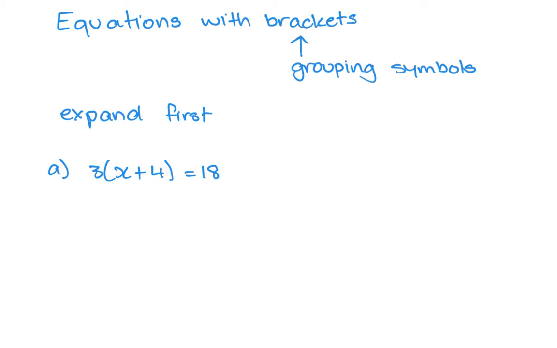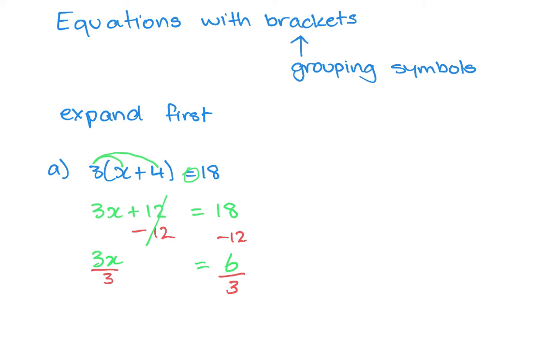We know it's an equation because it's got an equal sign. So let's expand 3x plus 12 equals 18. Now this looks like a normal equation. We're going to take 12 from the left-hand side because we want all the numbers on the right-hand side. That leaves 3x on the left equals 6. Now we need to divide by 3, which leaves x equals 2. Good job.